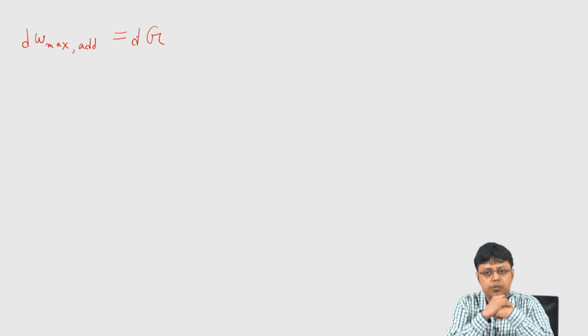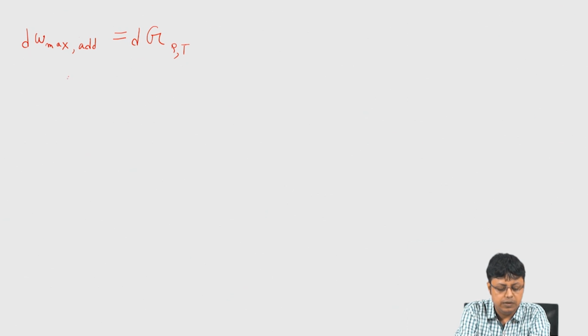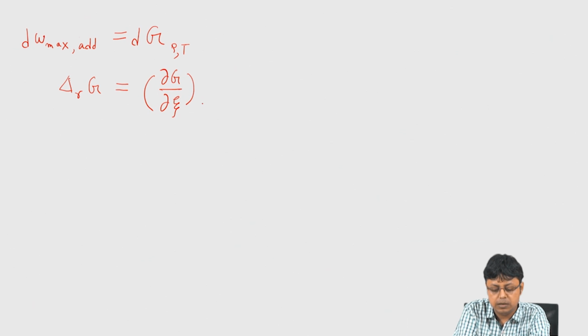We can write it in the differential form that dW maximum is nothing but equal to dG. Now, this is done, remember, at constant pressure and temperature. So, all we have to do is to calculate dG. Already in the previous lecture we defined the reaction Gibbs free energy as the partial derivative of Gibbs free energy with respect to the advancement of the chemical reaction, where pressure and temperature were kept constant.